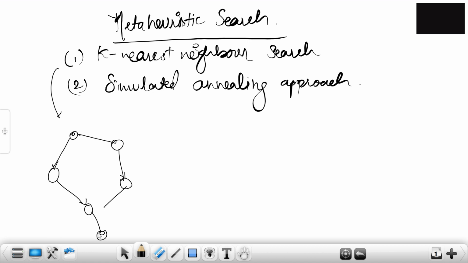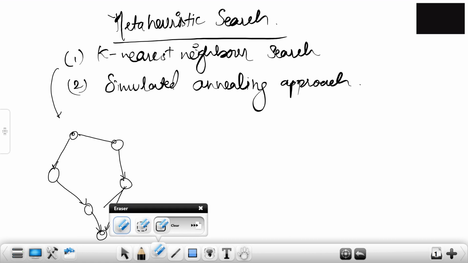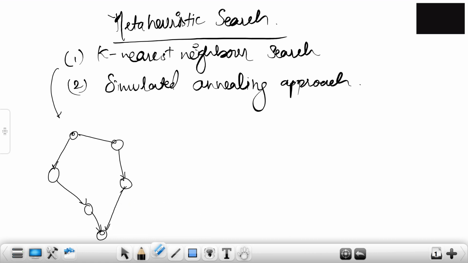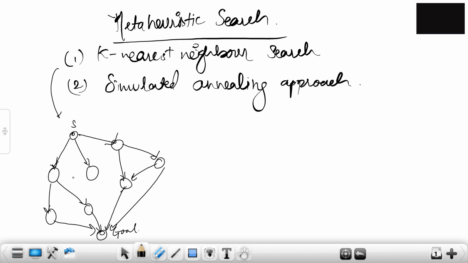Let's say it goes to this destination. This is a starting point, and let's say this is your goal or destination. It will choose different nodes, and it can traverse from one path to another path. It can go here, it can go here. There are multiple ways it can take. This is how your K-nearest neighbor algorithm will look.